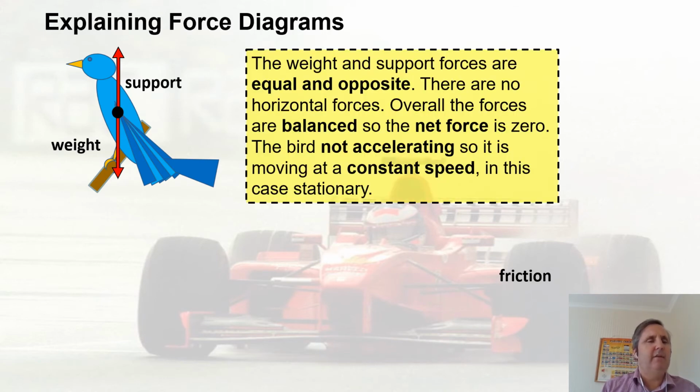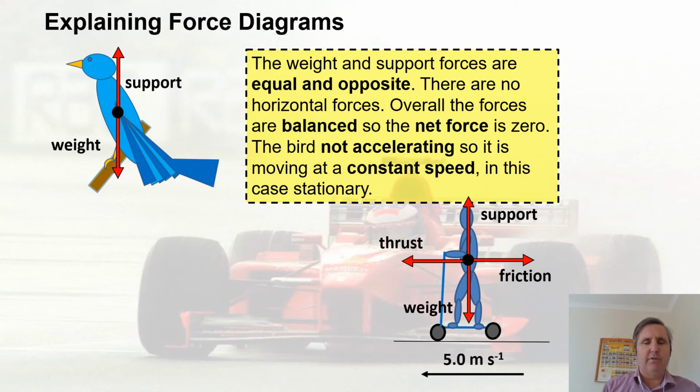Now, the weight and the support force are equal and opposite. Because of that, they are balanced. And because of that, there is no overall force. They cancel out. Because there is a net force of 0, the bird is not accelerating, and so it is moving at a constant speed. Now in this case, the constant speed that the bird is moving at is 0 meters per second. However, what we need to remember here is that the reason the bird is moving at a constant speed is because it is not accelerating. And it's not accelerating because its forces are balanced, and its forces are balanced because they're equal and opposite.